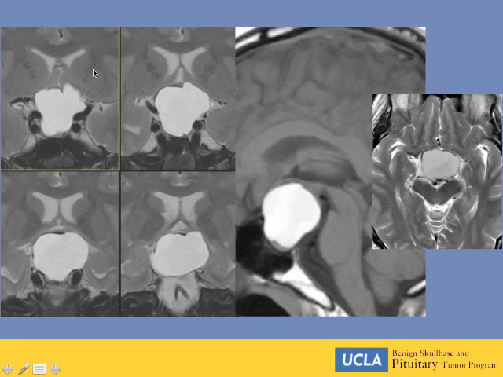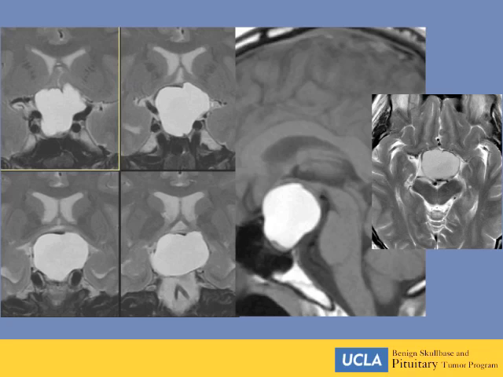This is again showing the coronal T2 and sagittal. And this is a very homogeneous, very bright signal intensity, both T1 and T2. So the differential diagnosis is either craniopharyngioma or Rathke cleft cyst.